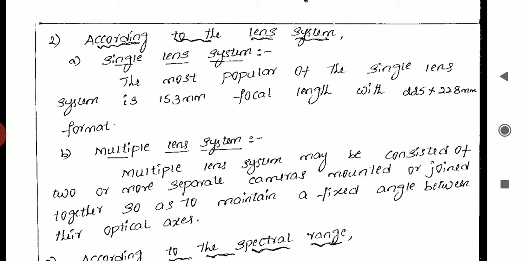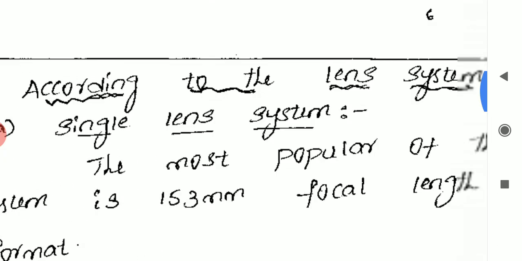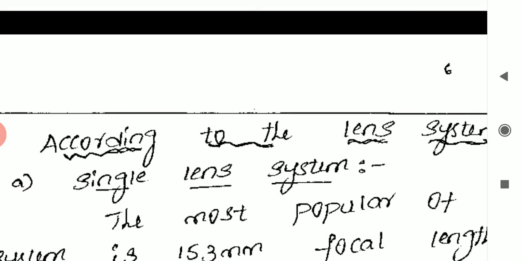So what happens in a single lens? In a single lens, the most popular single lens will be used. The focal length is 153 mm in the single lens, with a size of 225 to 228 mm dimensions or format in a single lens.